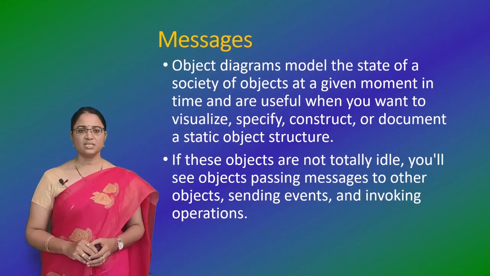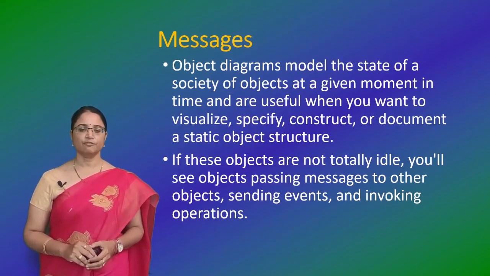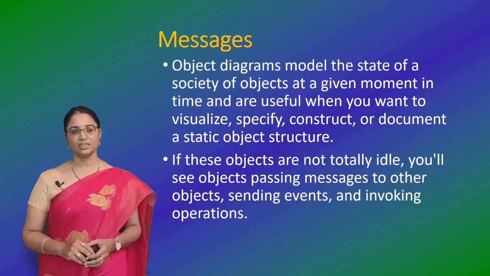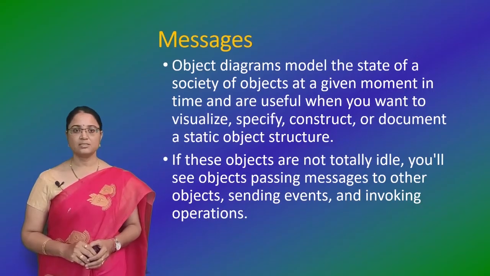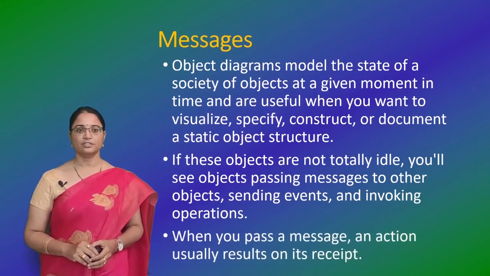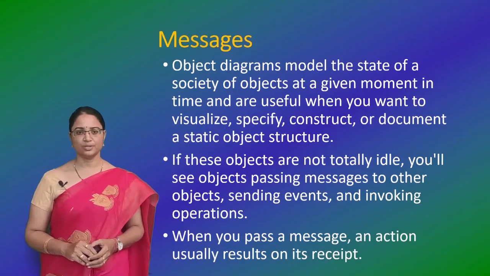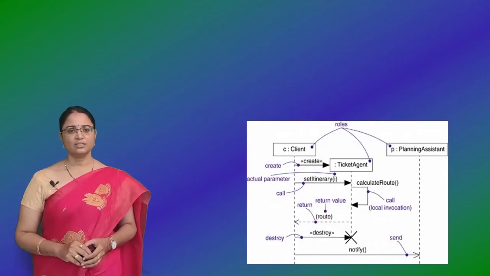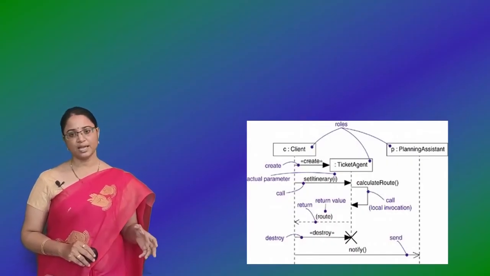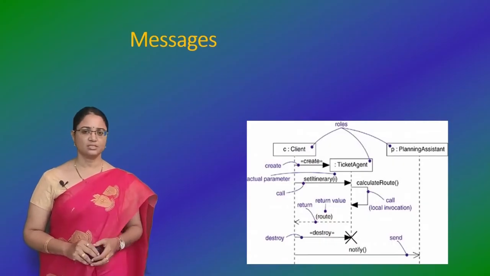A message is the specification of a communication among objects that conveys information with the expectation that activity will ensue. The receipt of a message instance may be considered an occurrence of an event, which is the UML name for an instance of an event. When you pass a message, an action usually results on its receipt. An action may result in a change in the state of the target object and the objects accessible from it. In UML, you can model several kinds of messages.